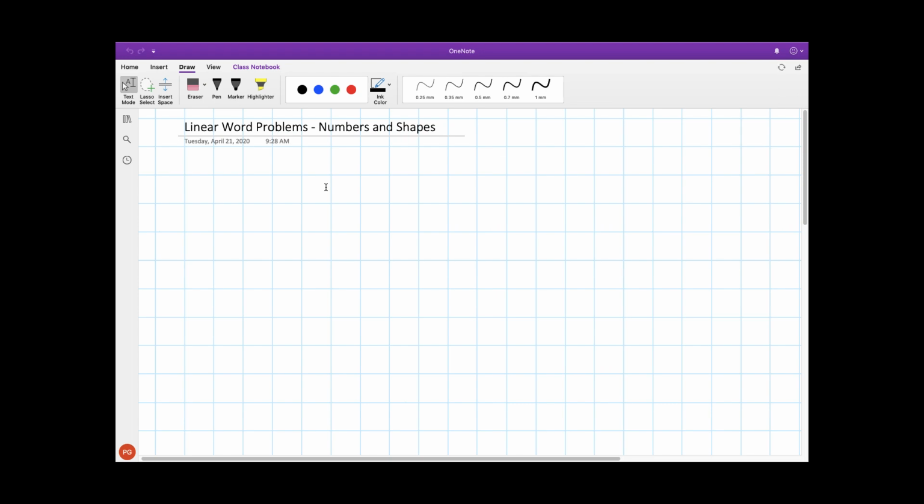We got another video for you today. Today we're going to be talking all about linear word problems. In particular, we're going to be looking at two different types related to numbers and shapes.